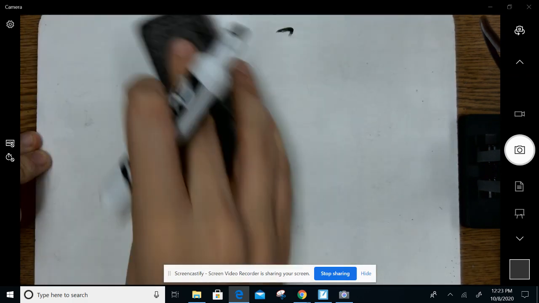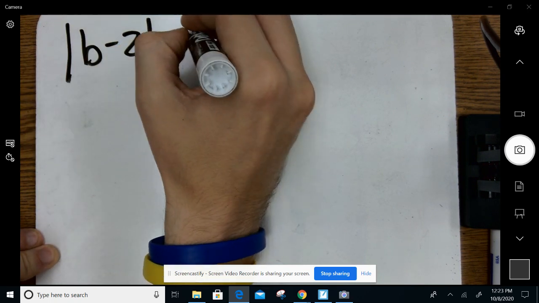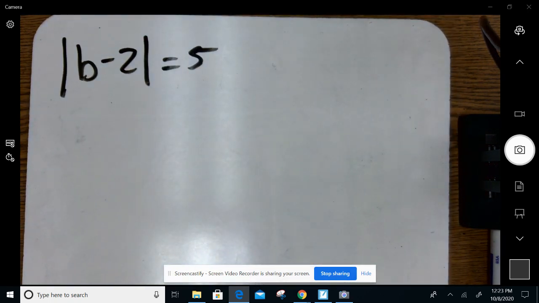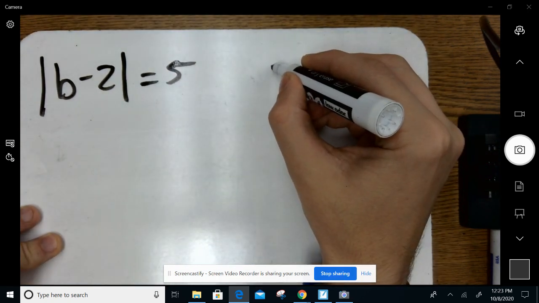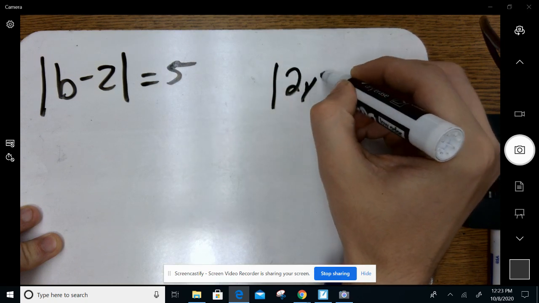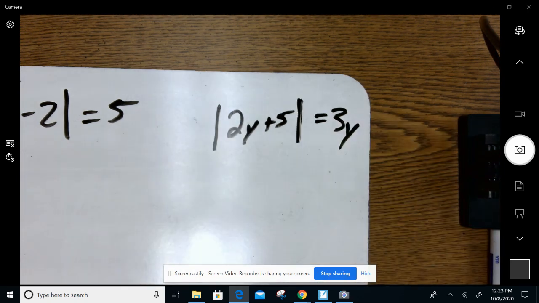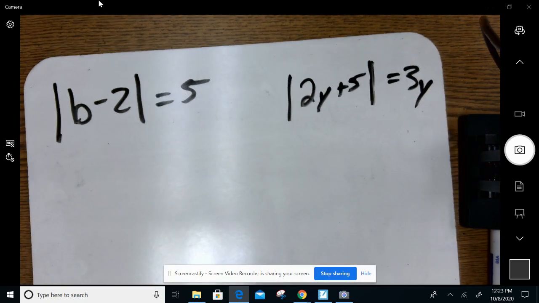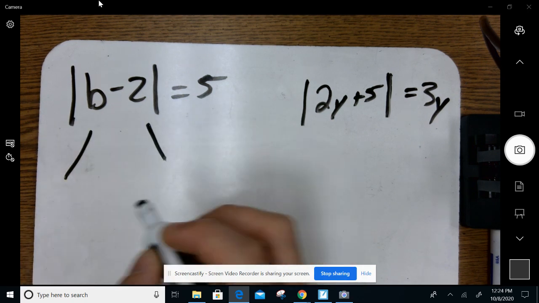Okay? Now, the other thing I wanted to highlight real quick was the difference between something like, for example, let me find a simple one here. There we go. B minus 2 equals 5, right? And then something that looks like this. Okay, now these are two different types of problems, but you're going to go about solving them the same way, right? You split it into two cases.